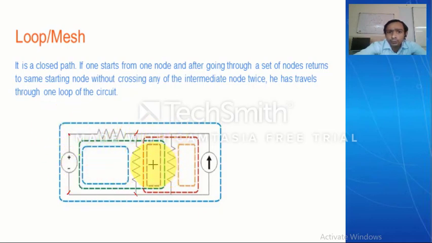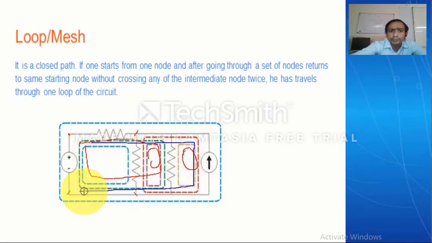This is again another loop. Here, this is another loop. This is another loop. I can even combine 2 loops to form a bigger loop. Here, if I combine both of these loops, I will get a bigger loop. This is also a loop, which consists of a voltage source, this resistance, and this current source. So this is a bigger loop. If current flows in any loop, it is also called a mesh.